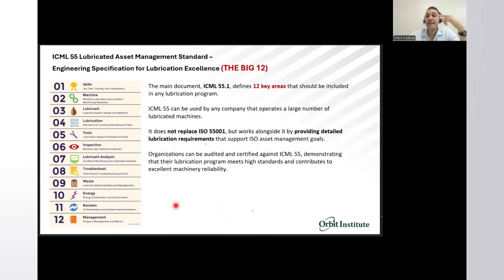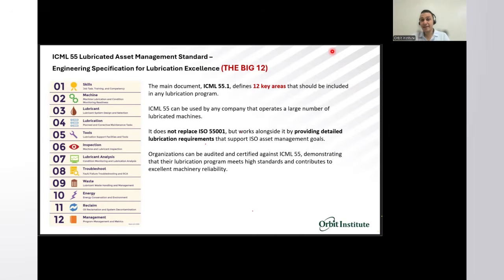And finally, the Machinery Lubrication Engineer training course is going to discuss all of this. The ICML 55 Lubricated Asset Management Standard, the engineering specification for lubrication excellence, identifies 12 key areas. The big 12 defined by the ICML 55.1. This should be included in any lubrication program.